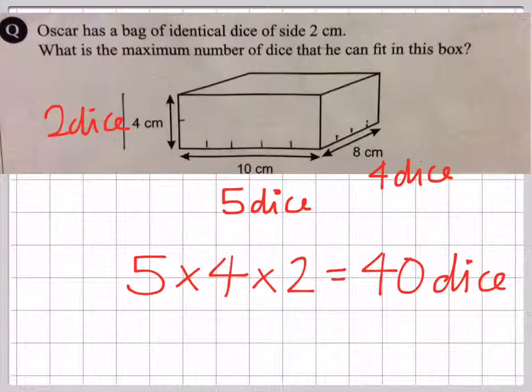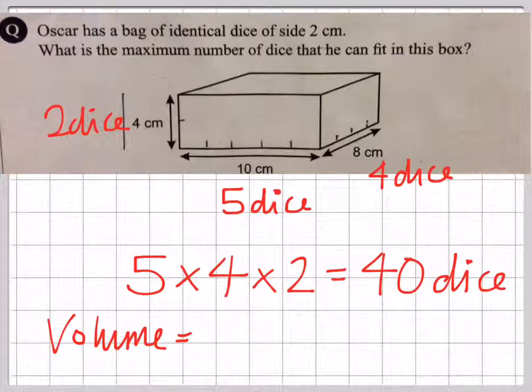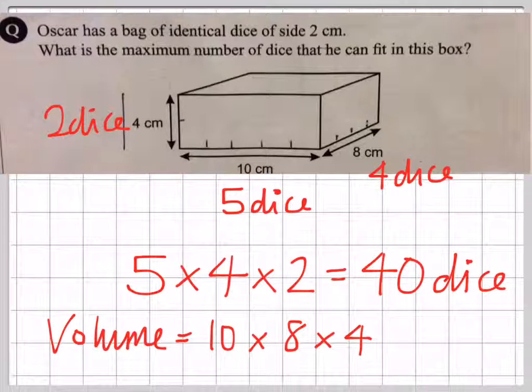If we had to just give the volume, we would do that in cubic centimetres, which would be the length, which is 10, times the width, which is 8, times the height, which is 4. That would give us 320 centimetres cubed. So make sure you read the question carefully because it might be asking for volume or it might be asking how many particular size objects can be fitted inside. Watch those questions, remember to RTQ.